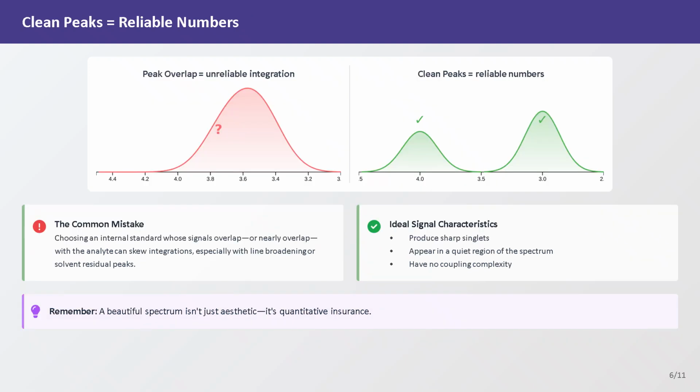In qNMR, clean peaks mean reliable numbers. Overlapping peaks mean trouble. Even partial overlap, especially when line broadening or solvent peaks are involved, can distort integrations. The ideal internal standard gives sharp singlets in a quiet region of the spectrum with minimal coupling complexity. A beautiful spectrum isn't just visually pleasing, it's your quantitative insurance policy.